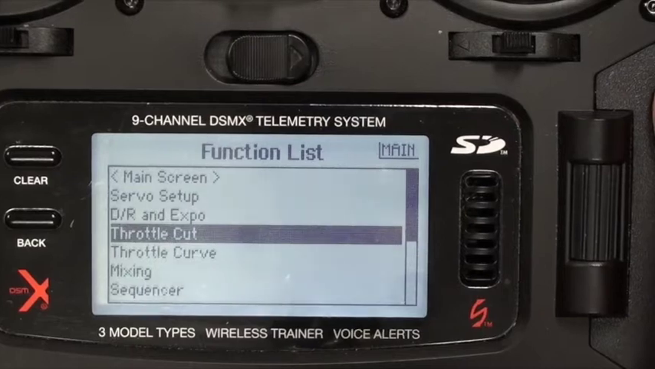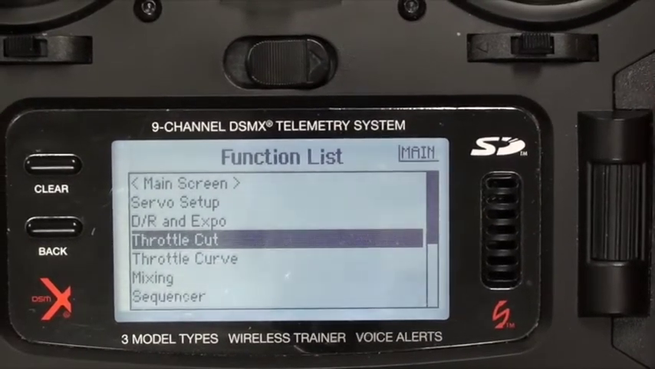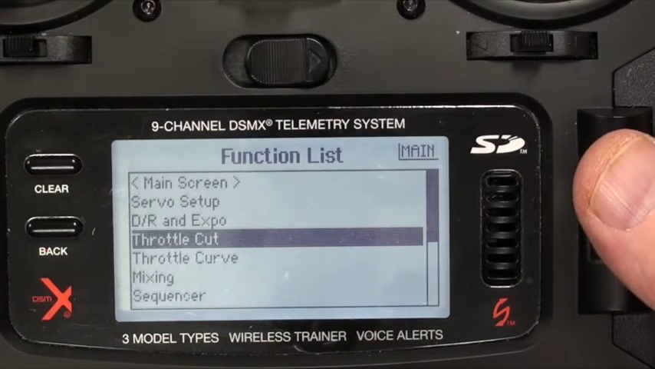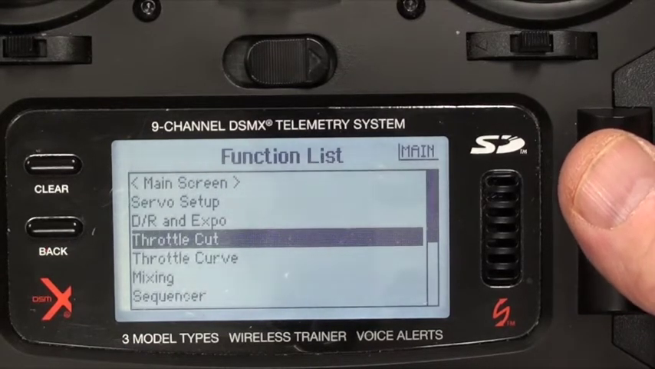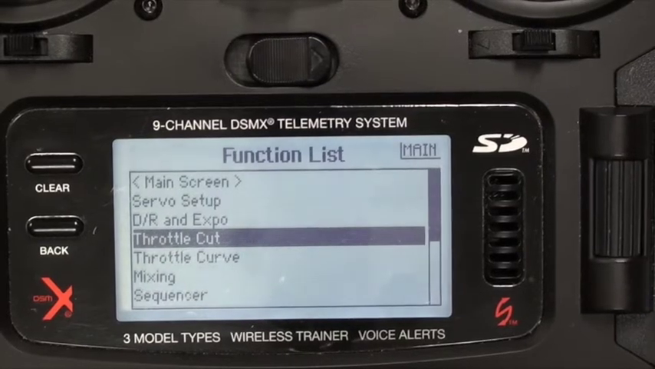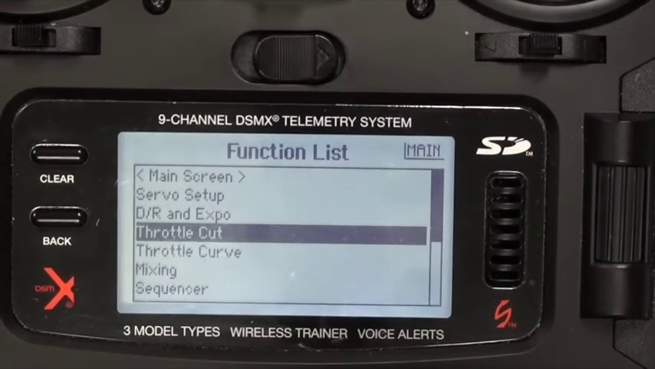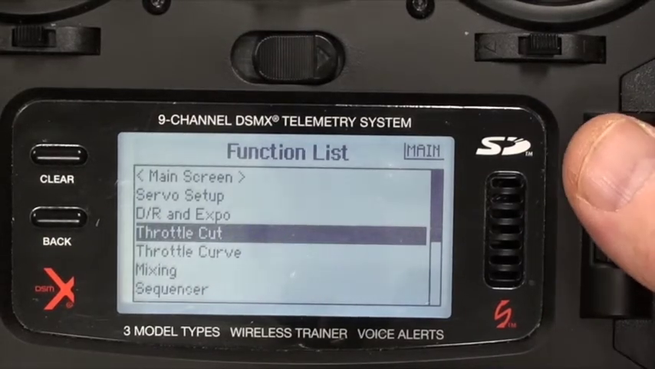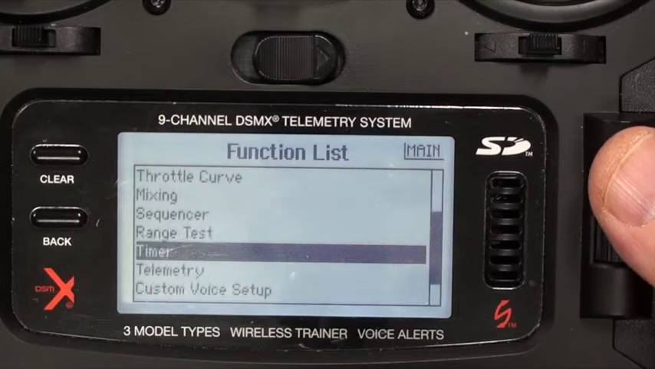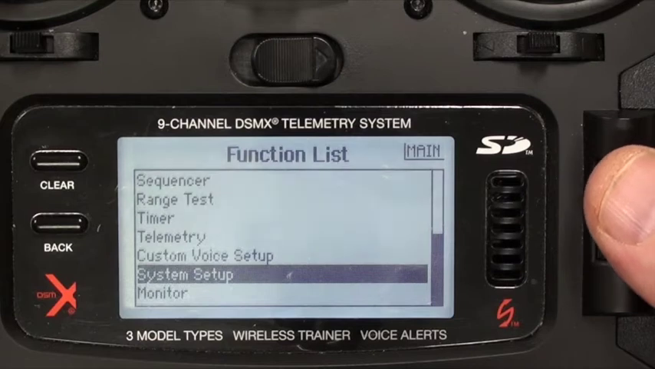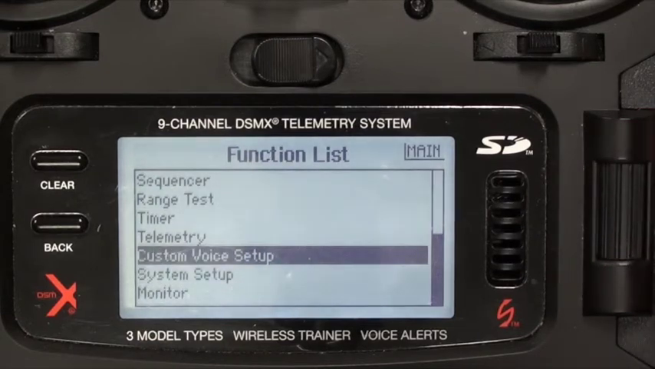Okay, now because throttle cut's important, I would actually like to have that reported to me. If it's not a throttle cut, don't turn the radio on. So here's how I'm going to do that. I want a warning. Okay, remember, warnings happen when you turn it on for the first time. Custom voice setups happen when you flip a switch.